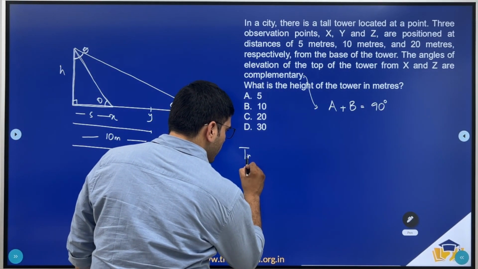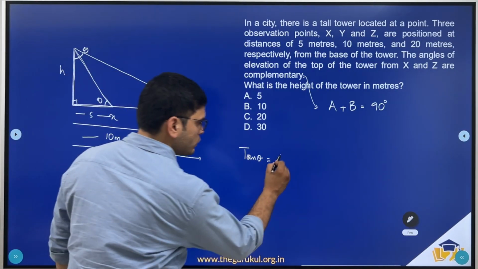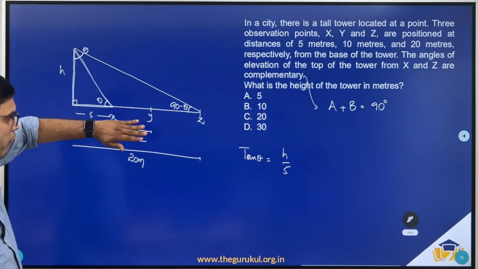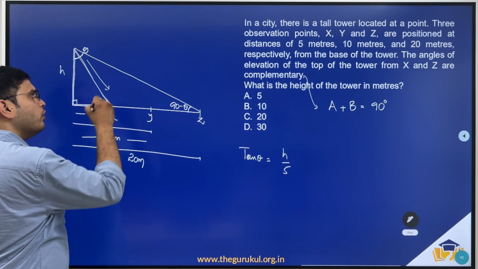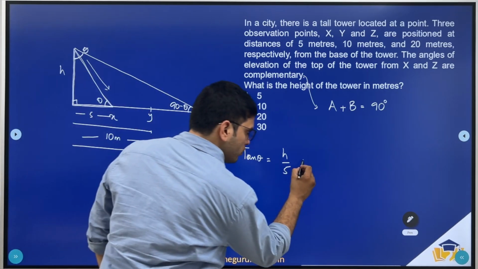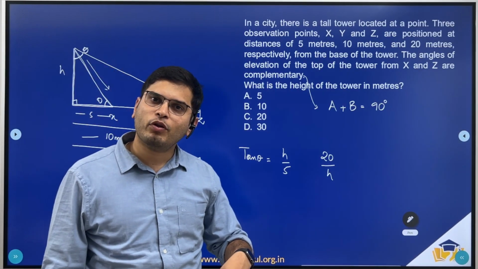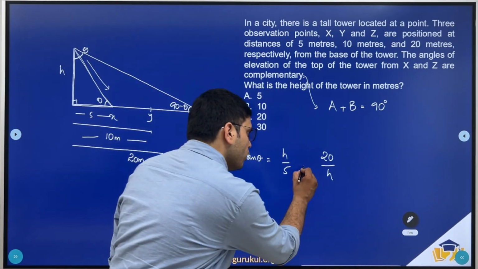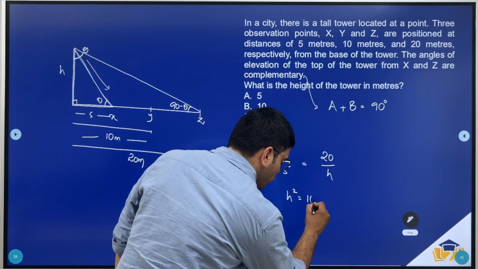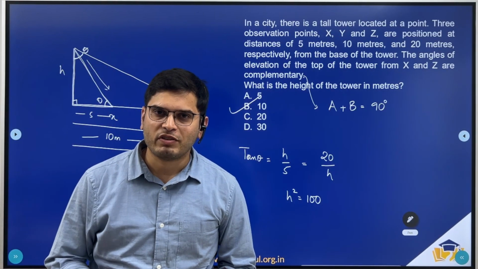So from the smaller triangle, tan theta will be nothing but opposite by adjacent, so h by 5, right? And from the larger triangle, we are given the opposite side to theta, and we are asked to find the adjacent side. So tan theta would be 20 by h, and in both the triangles we are discussing the same angle, right? So tan theta, now these two should be equal. So if I cross multiply, h square is equal to 100, or the height of the tower becomes 10 meters. So option B should be the answer to this question.